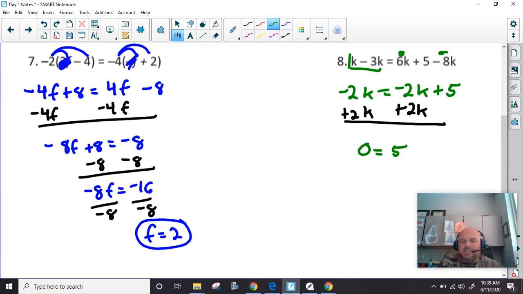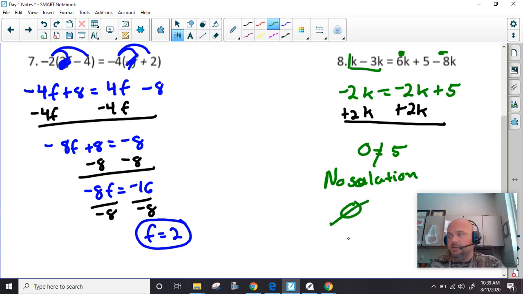We get 0 equals 5. Hopefully you know that 0 does not equal 5. There's a big difference between having $0 and $5. If you don't know the difference, please email me. We'll have a chat. So this cannot happen. So this is no solution. I can't spell, and a lot of people will do this. That's absolutely fine.